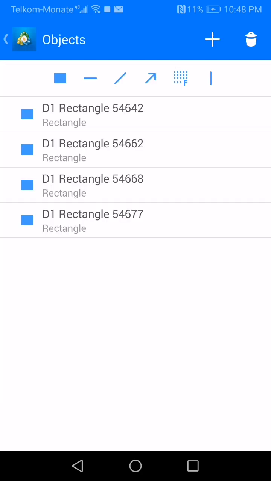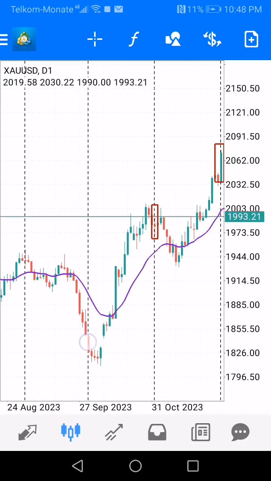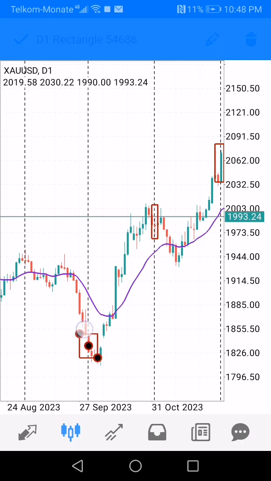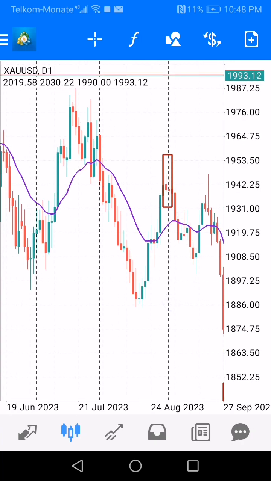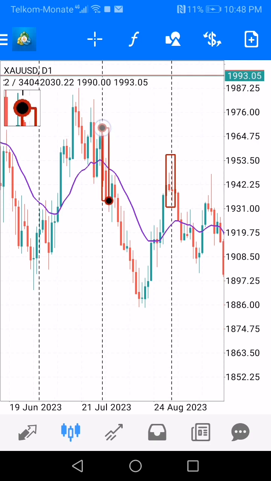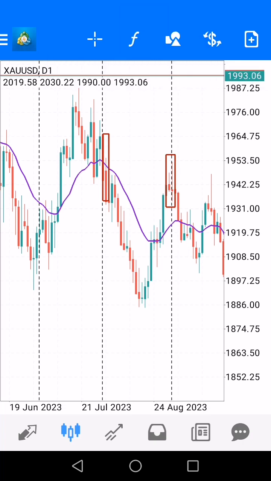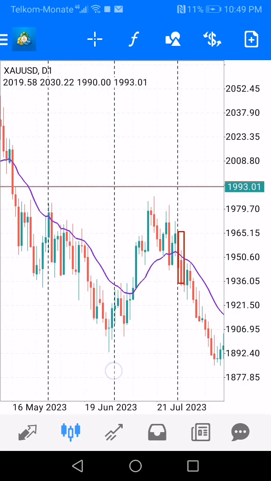So I'm going to mark these zones first. Only day one open range. Can I find out day one open range? Because I want to find out my historical confluence levels. Can you see?